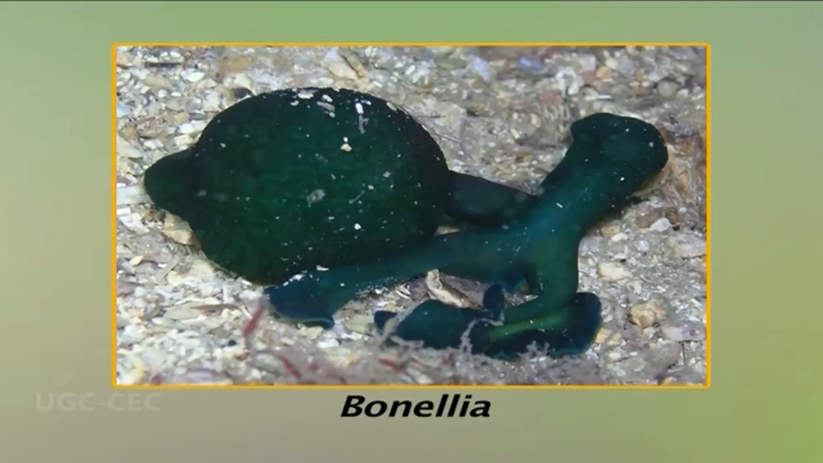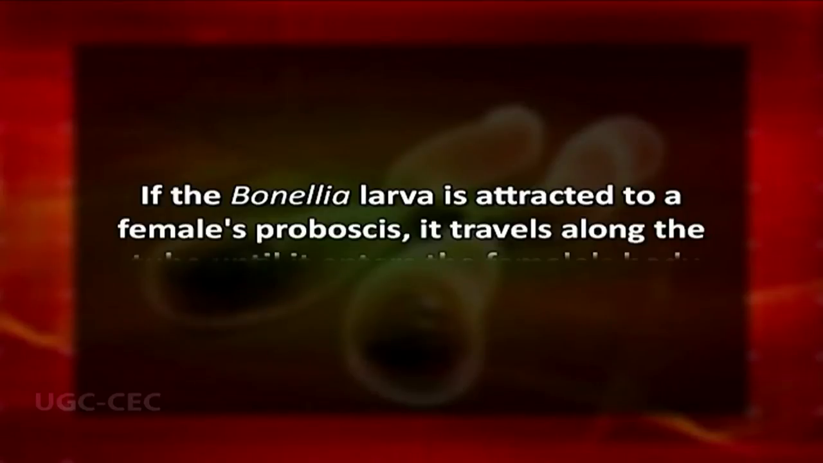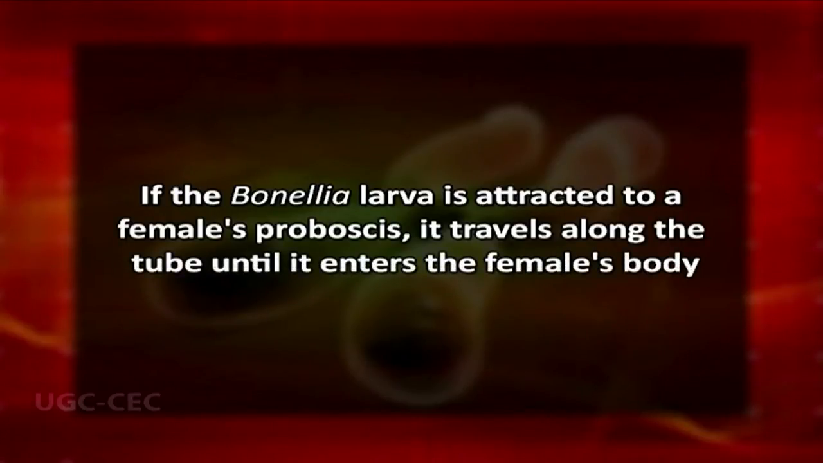Now, coming to location-dependent sex determination. The sex of the echiuroid worm, that is Bonellia, depends on where a larva settles. If a Bonellia larva lands on the ocean floor, it develops into a 10 cm long female. However, if the larva is attracted to a female's proboscis, it travels along the tube until it enters the female's body. Therein, it differentiates into a minute 1 to 3 mm long male, that is essentially a sperm-producing symbiote of the female.